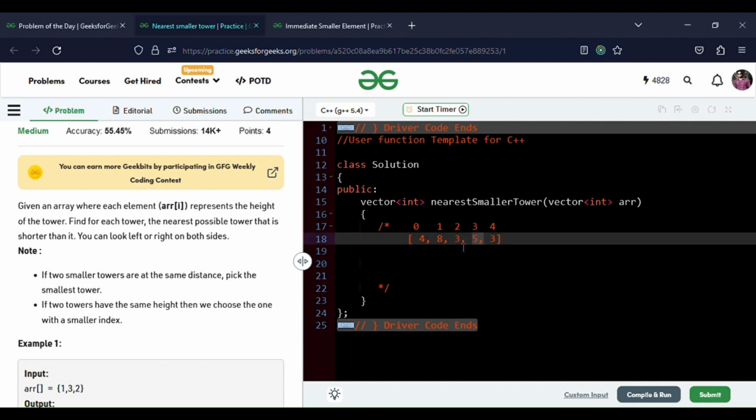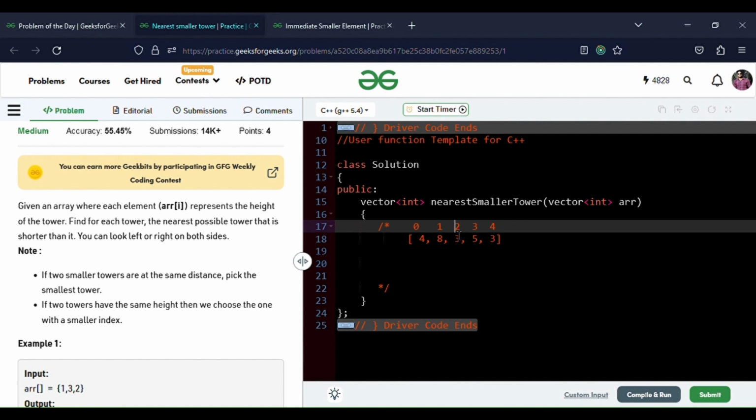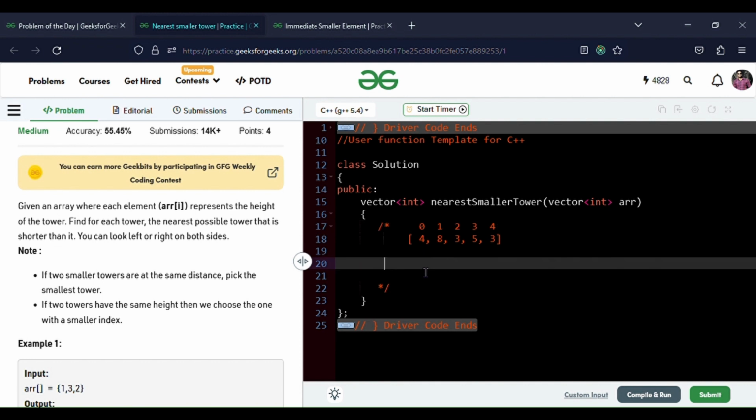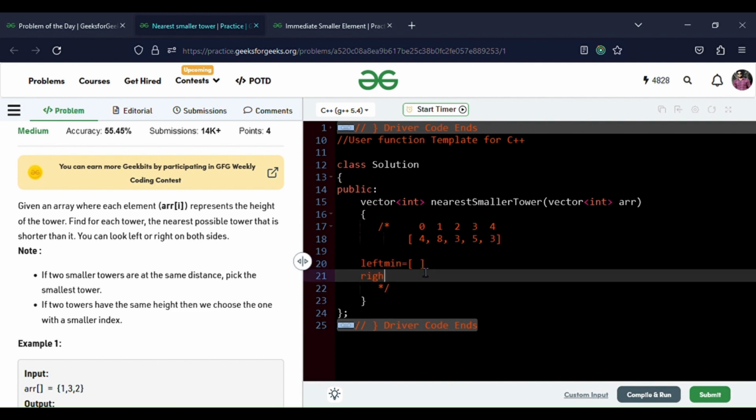What I'm trying to say is that for 5 there are two towers on the left side which are lesser than 5, but we have to choose the nearest. The nearest one is this 3, because the distance between 5 and 3 is 1, 3 minus 2 is 1, but the distance between 5 and 4 is 3, because 3 minus 0 is 3. So what we can do is calculate the left min for each array index and also the right min for each array index.